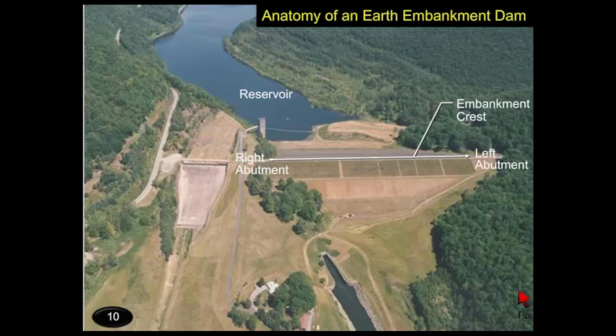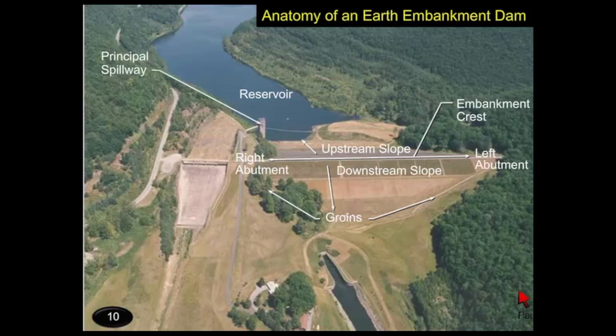So the top of the dam is an embankment crest, and then the upstream slope of the dam, and the downstream slope. And then we have the part where the dam meets the natural terrain. At that intersection, that's called the groin. And you can have the left upstream groin, the right upstream groin, the left downstream groin, and the right downstream groin.